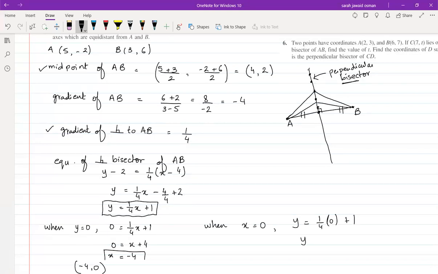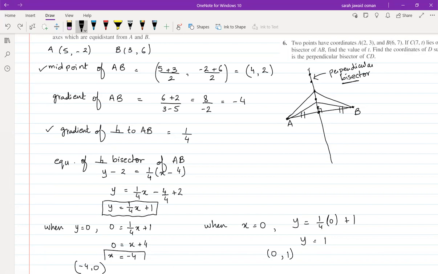तो y की वैल्यू automatically is +1. So the coordinate 0, 1 is where the line cuts the y-axis. All right, तो हमने दोनों points निकाल लिए. These 2 points, -4, 0 and 0, 1 are the 2 points on the axes, on the x-axis and on the y-axis, where it is equidistant from points A and B.